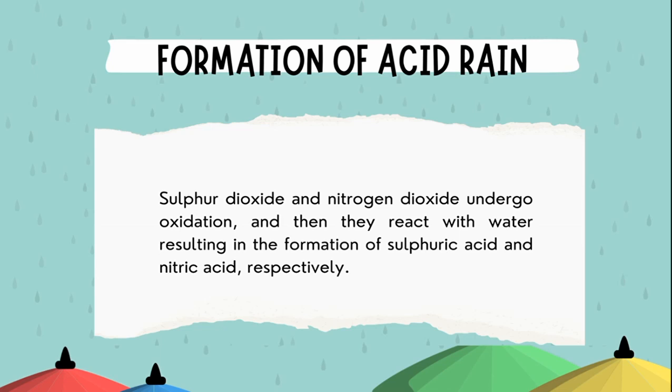Now we are going to discuss how acid rain forms. Sulfur dioxide and nitrogen dioxide undergo a process called oxidation, and then they react with water, resulting in the formation of sulfuric acid and nitric acid.